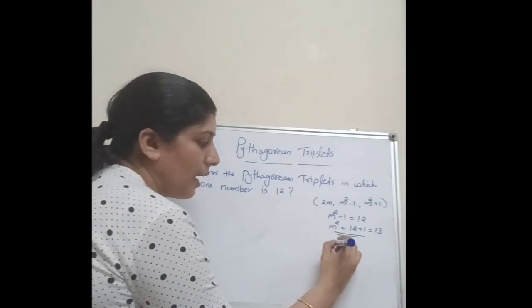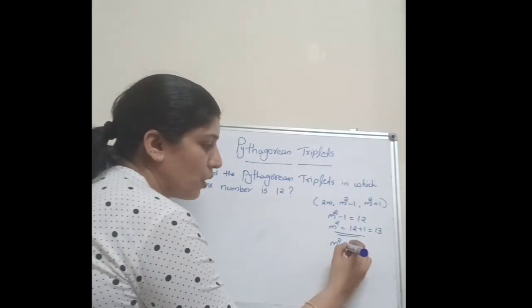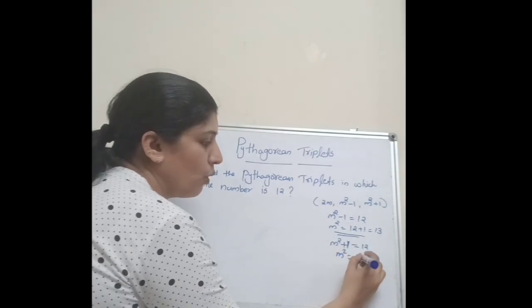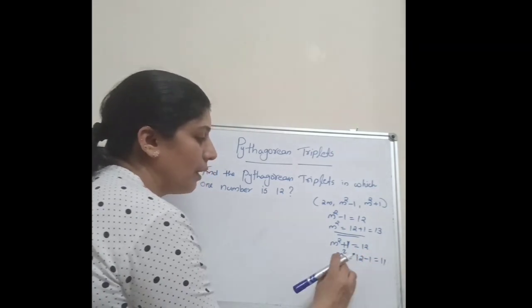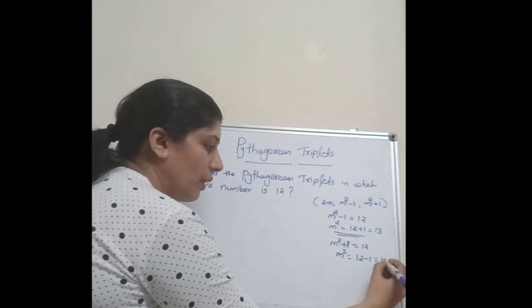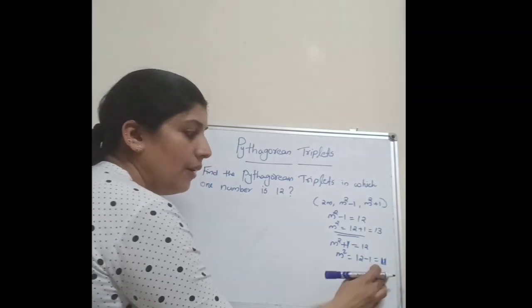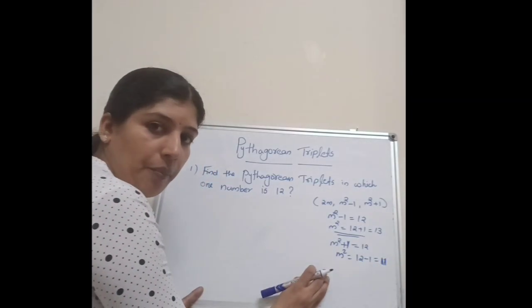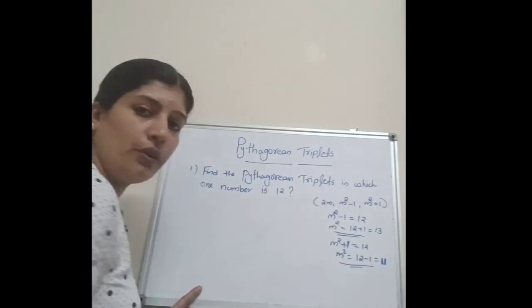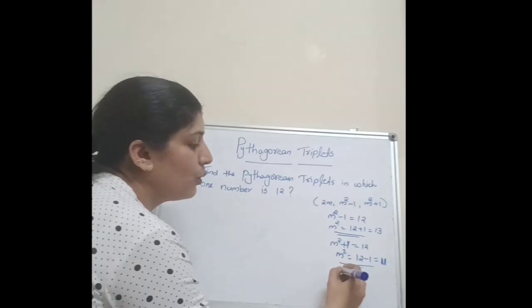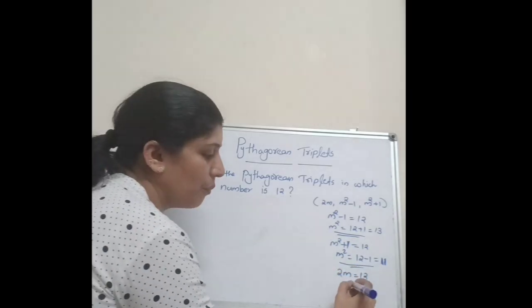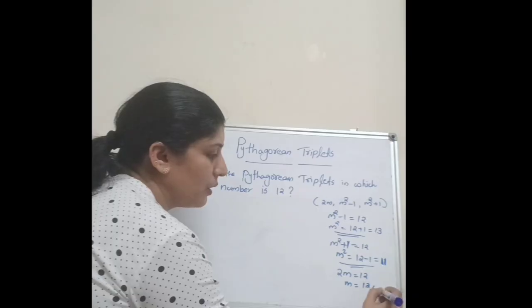Next, we consider m square plus 1. If m square plus 1 equal to 12, therefore m square is equal to 12 minus 1 equal to 11. Here m square is equal to 11, which means it is not a perfect square. Therefore, we do not get the absolute value of m. That's why we do not take m square plus 1 equal to 12. Next, we consider 2m equal to 12. Therefore, m equal to 12 by 2 is equal to 6.